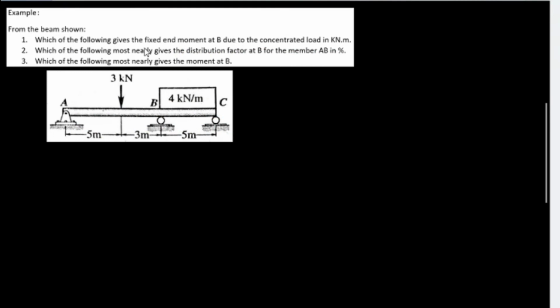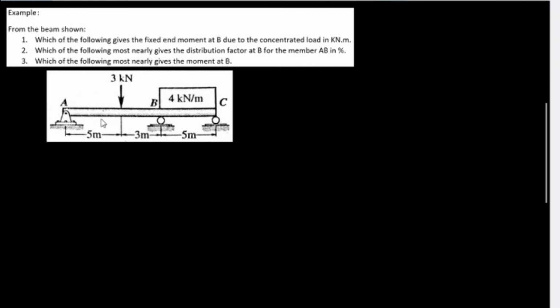Example: From the beam shown, which of the following gives the fixed end moment at B due to the concentrated load in kilonewton meter? Number 2: which of the following most nearly gives the distribution factor at B for the member AB in percentage? And number 3: which of the following most nearly gives the moment at B?